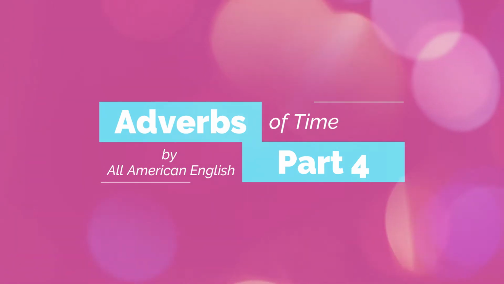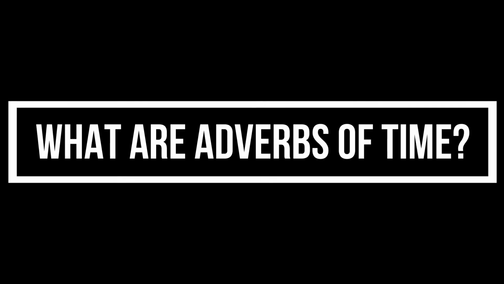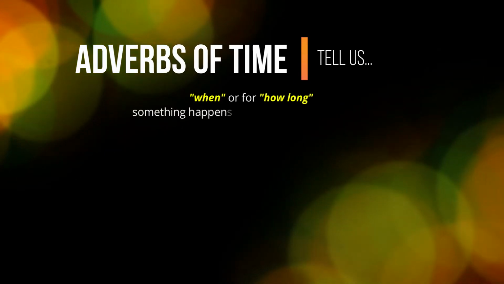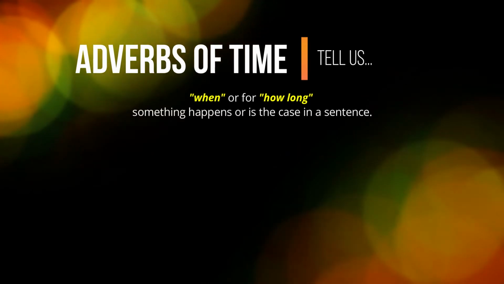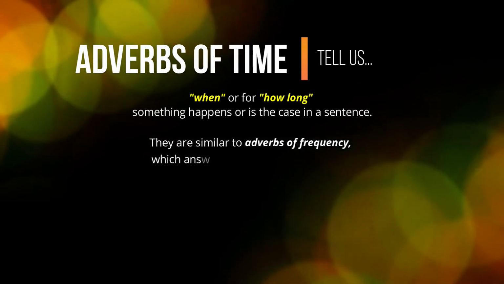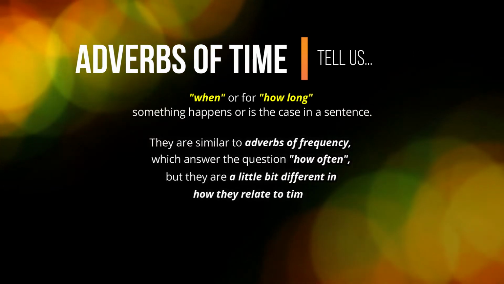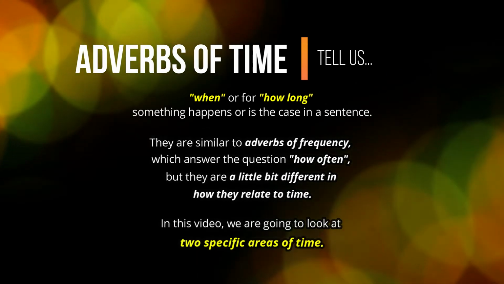This video is about adverbs of time, so I think we should begin by asking the question, what are adverbs of time? Well, these adverbs tell us when or for how long something happens or is the case in a sentence. They are similar to adverbs of frequency, which I did in part 1. If you remember, adverbs of frequency answered the question, how often? But in this video, we're going to look at two specific areas of time.